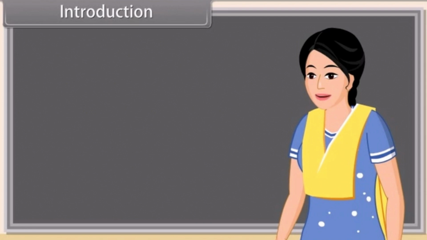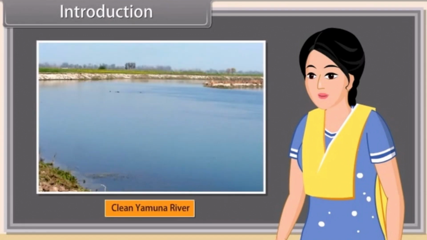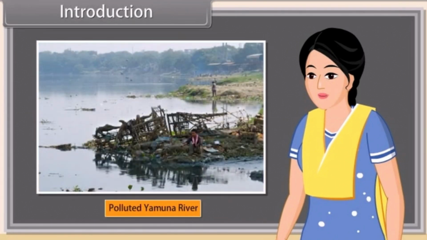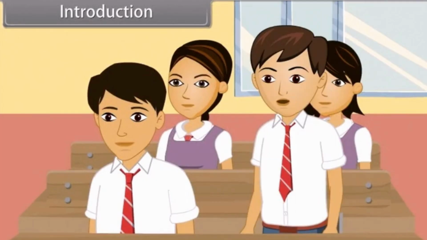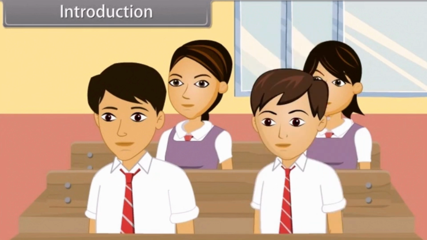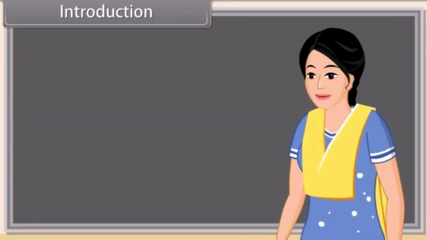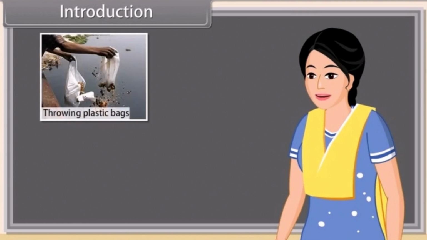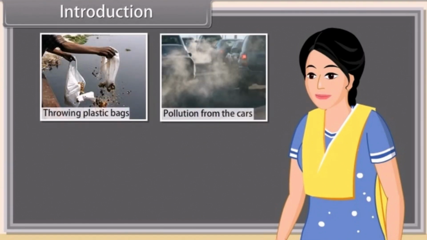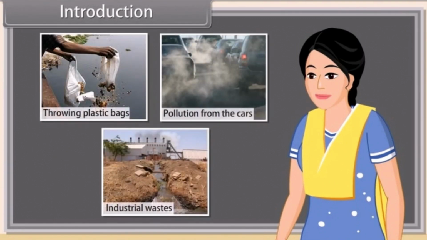But it was clean before. Have a look. Now our activities have made it polluted and it appears dirty. How are we making this river polluted? Many of our activities destroy the clean state of rivers, such as throwing plastic bags, pollution from the cars, dumping of industrial wastes. Let us explore them in detail and their effects on our environment.